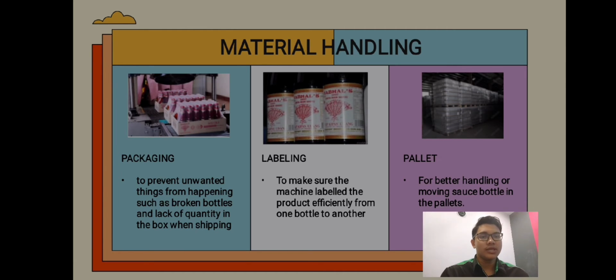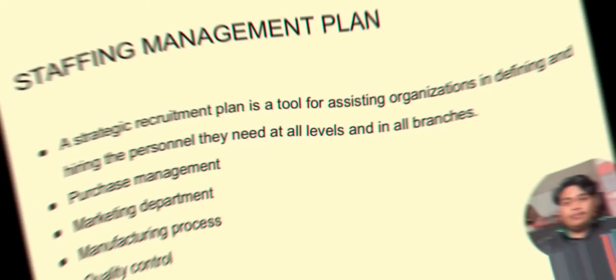This company mostly releases machines to handle their product, including packaging and labeling. They use the machine to pack the soy sauce to make sure it is handled with full care when inserted into the box. This prevents unwanted things from happening, such as broken bottles and lack of quantity in the box when shipping to the customer. And the labeling is to make sure that the machine labels the product efficiently from one bottle to another bottle. And the other equipment that you use to handle the product is the pallet type.